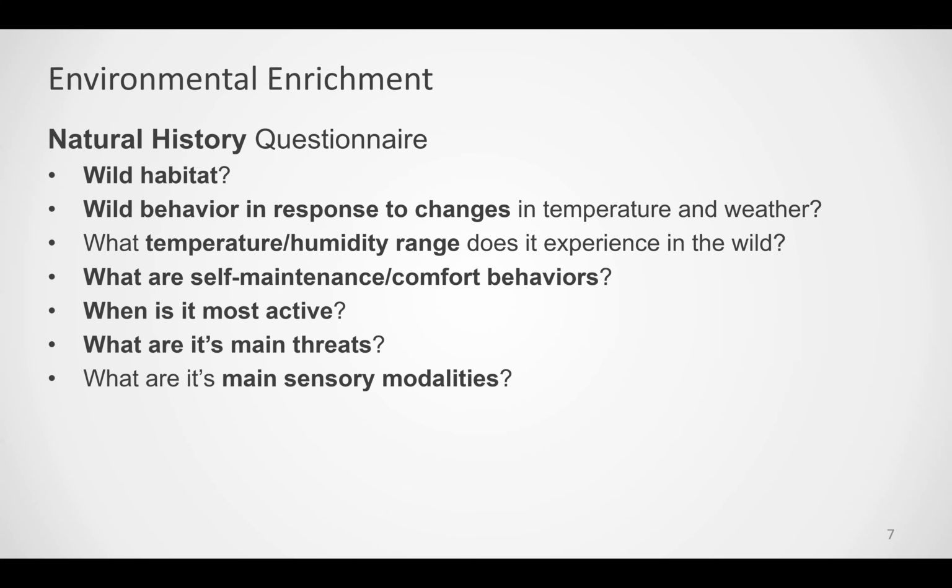What are the self-maintenance and comfort behaviors? Is the animal allowed to groom? Is it allowed to make nests? When is it most active? Is it a diurnal animal? Is it a nocturnal animal? What are the main threats for this animal? Is this animal simply a prey species or simply a predator? Or is it an animal that can be predator or prey? Think about house cats. They're ones that can be both. They certainly go out because they're carnivores and they enjoy hunting, and at the same time, they're a small enough species that they could be prey for another animal.